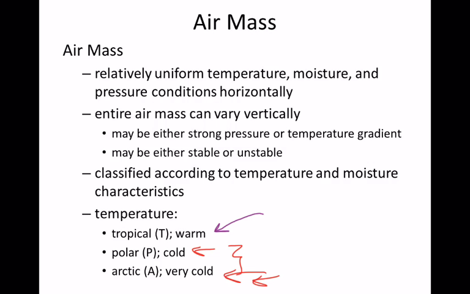Okay. So start to get in your mind that capital T is for warm. Capital T stands for tropical. It's for a warm air mass. A capital P stands for polar. It's cold, but not as cold as the other one. And a capital A is Arctic.